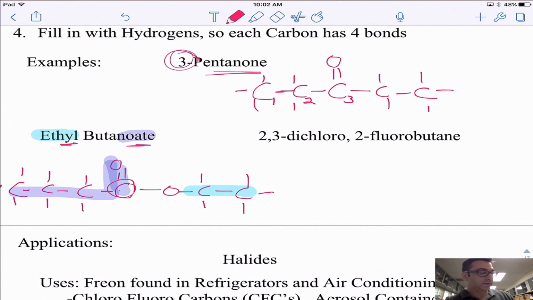So try this one over here. Try 2,3-dichloro-2-fluorobutane. Try that one on your own.